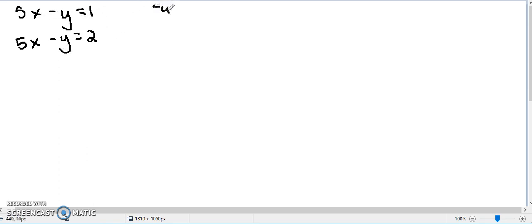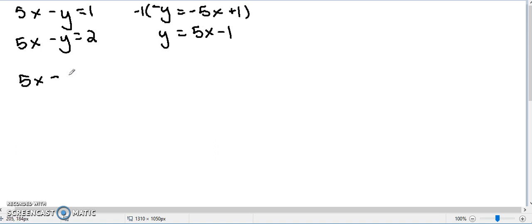I'd end up with negative y equal to negative 5x plus 1, and then I don't want that negative, so I'll multiply negative 1 through to change those signs. 5x minus 1, and I have this equation, solve for y, that I can substitute back into my other equation. And so if I'm putting that in to this equation over here, 5x minus 1, and so notice I did use those parentheses.